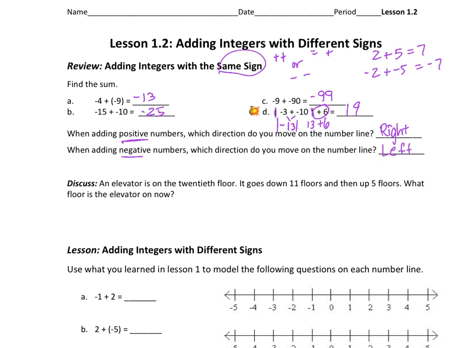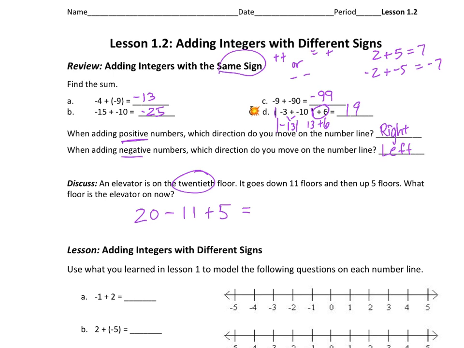So next question here. An elevator is on the 20th floor. It goes down 11 floors and then up 5 floors. What floor is the elevator on now? So we're starting on the 20th floor, so we'll write the positive 20. It's going down 11 floors, so minus 11, and then up 5 floors, plus 5. So what floor is the elevator on now?